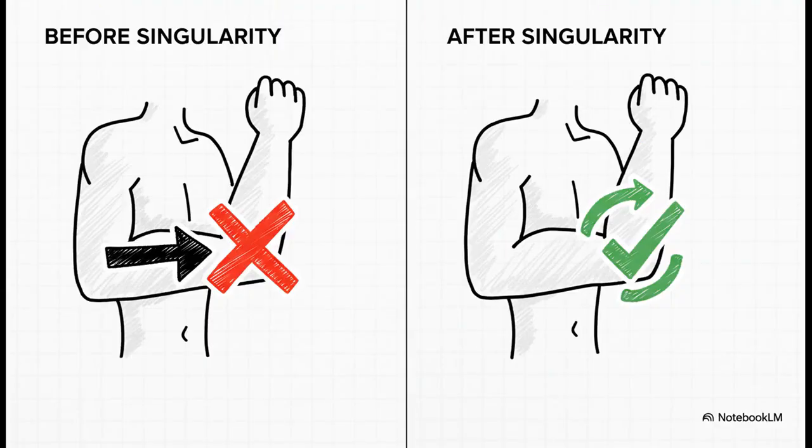Okay, here is an awesome way to feel this for yourself right now. Straighten your arm out completely, lock your elbow, and then try to move your hand forward. See? You can't. Your arm doesn't know which way to bend from that position. That locked out position is a singularity.